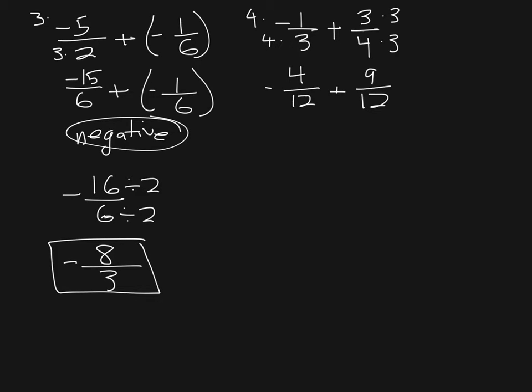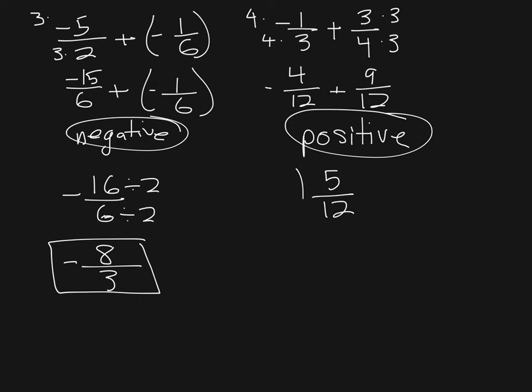Now I'm looking at my numerators here. If I'm going to add negative 4 plus 9, my 9 has a bigger absolute value than my negative 4, so even though we have different signs, my answer is going to be positive. And because they have different signs, I know there's going to be some cancellation. So I'm going to do 9 minus 4. That's going to give me 5 over 12. I'm going to keep my answer positive. Get my answer right there.